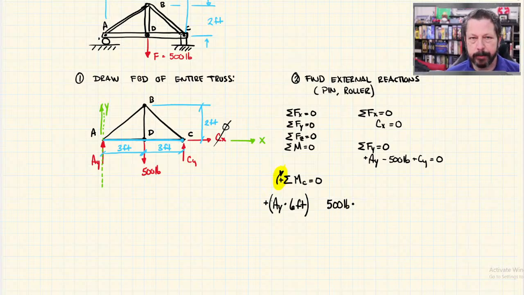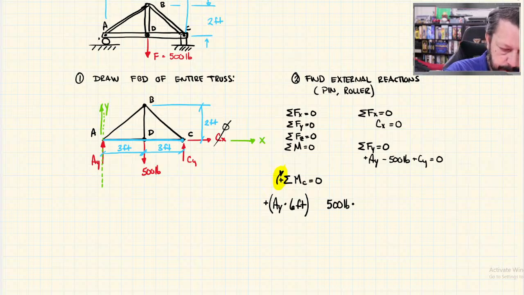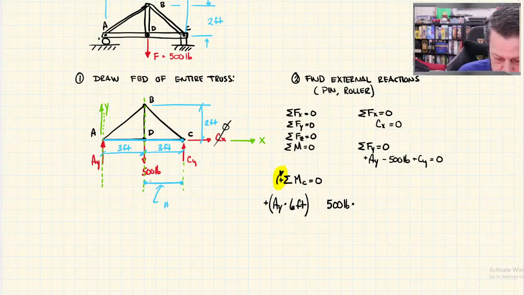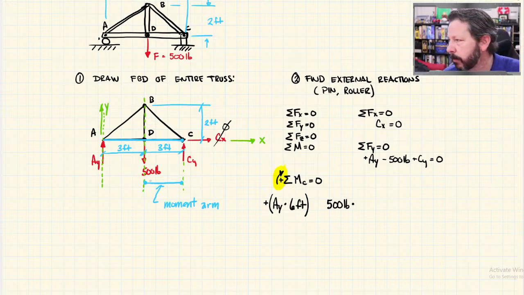It has what I would call a moment arm. So there's the line of action, and this is the perpendicular distance to point C. Looking at my diagram, that is 3 feet. When I talk about a force times a distance and I'm calculating a moment, I call this distance a moment arm. Okay, so we'll use that term over and over, and we'll call it a moment arm.